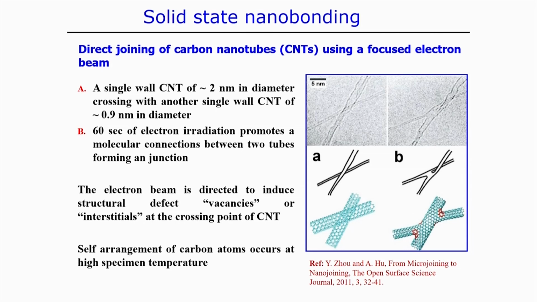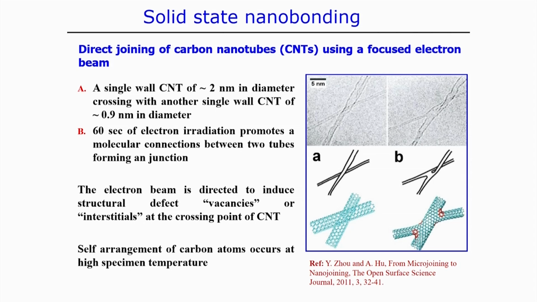Here the electron beam is directed to induce structural defects like vacancies or interstitials at the crossing point of the carbon nanotubes. At that point, when you create the vacancies or interstitials, it is necessary to control the electron beam, and then self arrangement of the carbon occurs after creating that kind of defects. Basically, vacancies or interstitials are one kind of crystal defects.